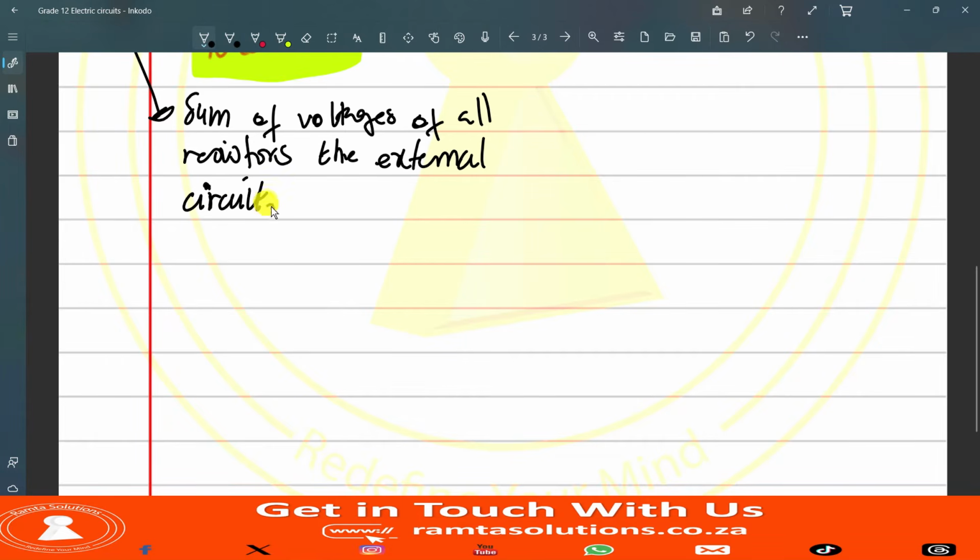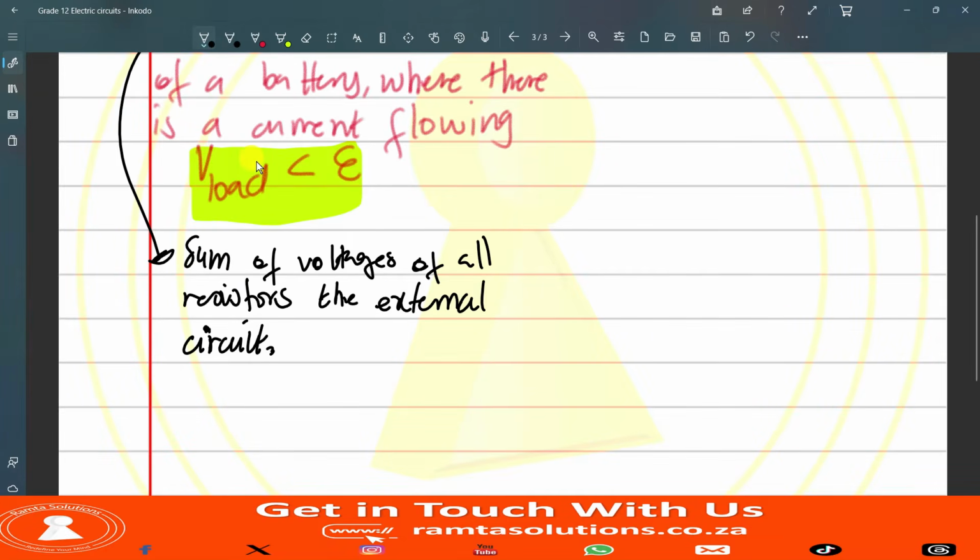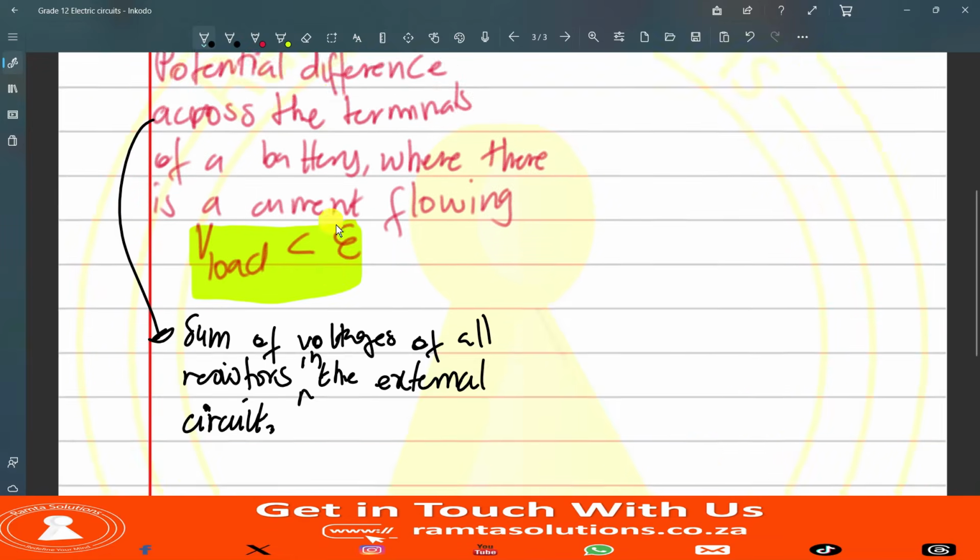Okay. In the external circuit, it is the sum of the voltages of all resistors across the external circuit. Yeah? Sum of all voltages in the external circuit. Okay.